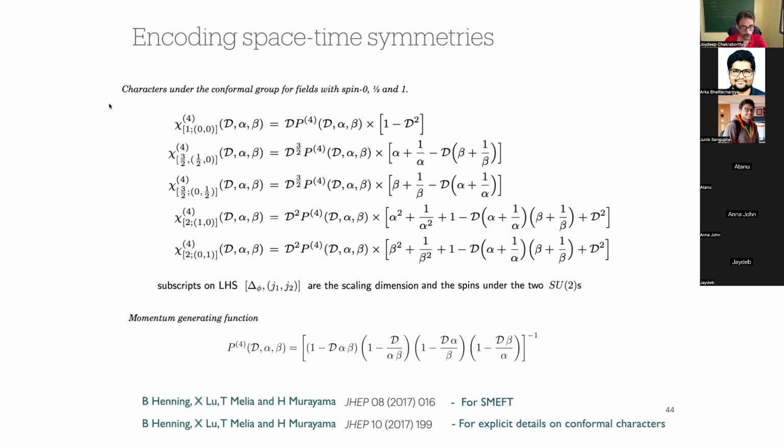For example, in the SO4, when you write down the spins, you write them in terms of L1 and L2. And when you write in terms of SU2L plus SU2R, there also you write down the spins, which are basically J1 and J2. So these, in the parentheses, are the spins we are talking about. So this is the representation of a scalar.